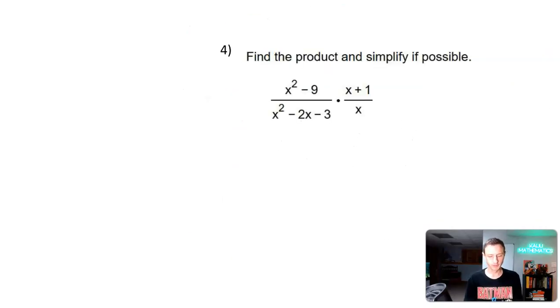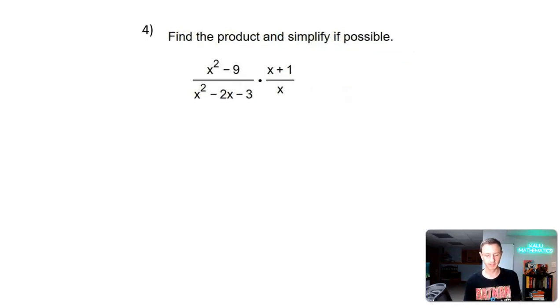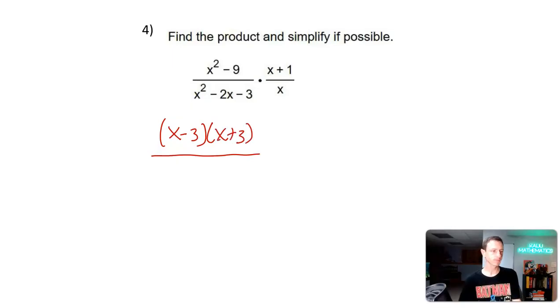So that was simplifying rational expressions. Let's move on to multiplying rational expressions. So x squared minus 9 over x squared minus 2x minus 3 times x plus 1 over x. So we can factor the difference of 2 squares on this top one, x squared minus 9. That's x minus 3 times x plus 3. On the bottom, factor the trinomial. So x minus 3 times x plus 1.